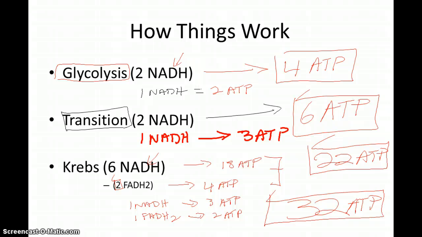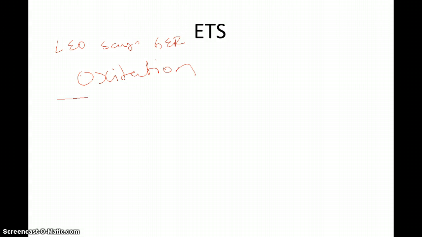What happens is that these NADH are going to create a gradient, in which each NADH and each FADH is going to be oxidized, meaning lose their electrons. Remember, Leo says Ger: lose electron, oxidation. So oxidation is the big concept right here.